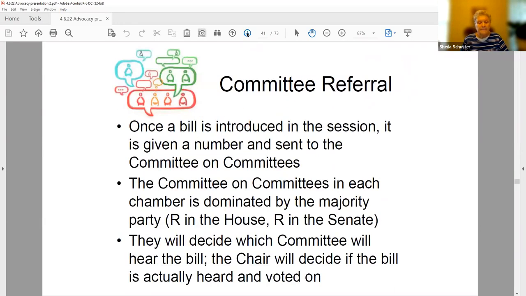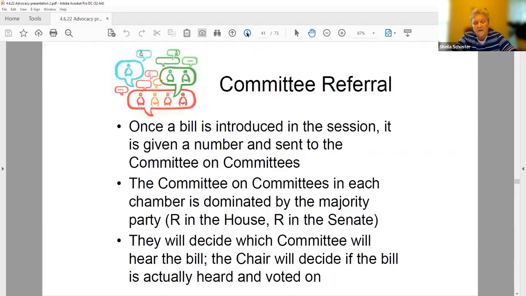Next, please. So once a bill is introduced, it's given a number, sent to the Leadership Committee on Committees, and they will decide which committee will hear the bill. The House last session, and they've done it again this session, that Leadership Committee, mostly the 5 Republican leaders in the House, are deciding as soon as the bill is introduced whether it will be killed right then or not. So they are not referring a number of bills even to a committee. So they are dead in the water. They don't even have a chance of being heard or acted on.